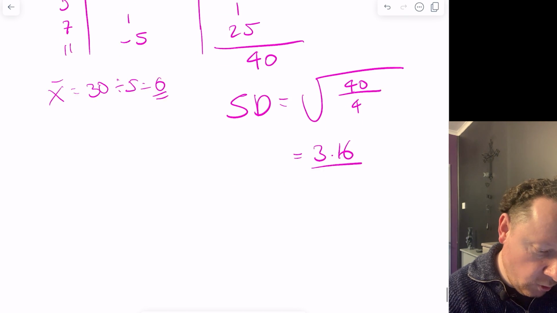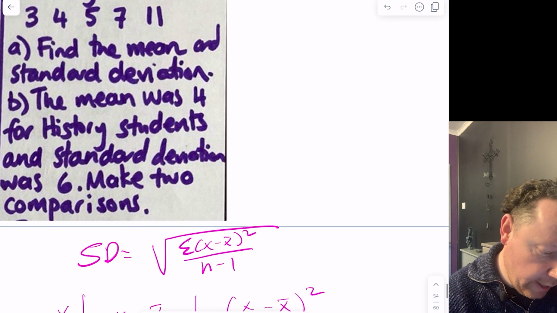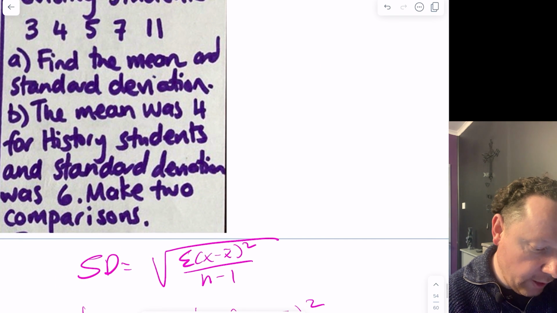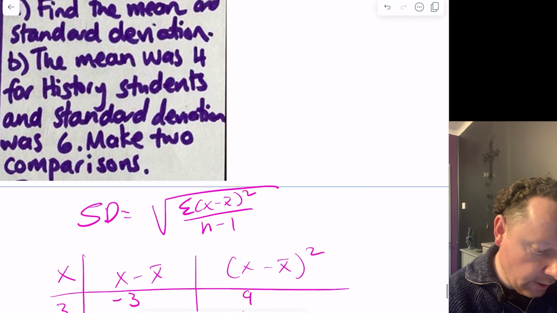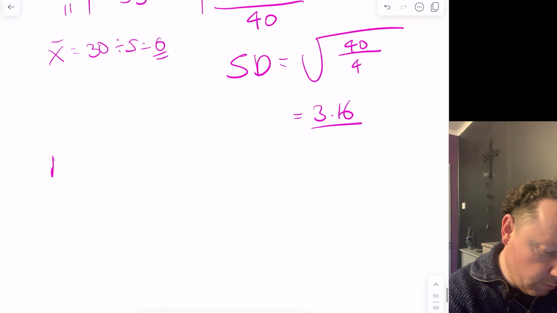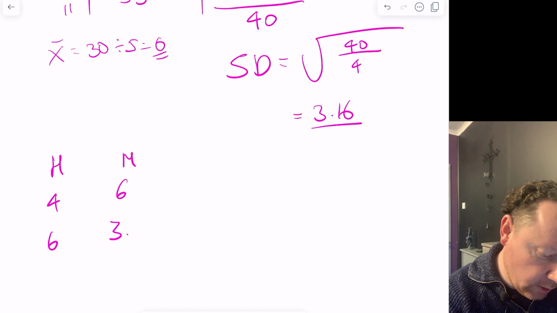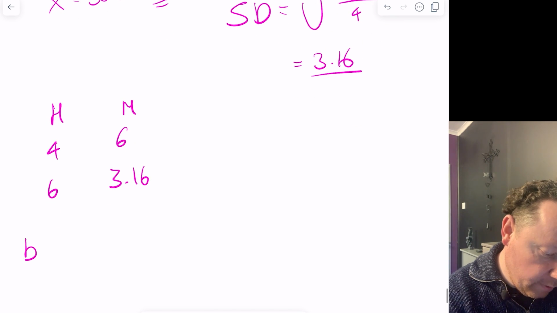So now we have to make two comments. So it says the mean was 4 for history students and the standard deviation was 6. This is about past papers they studied. So for history, we've got 4 and 6. And for maths, we've got 6 and 3.16. So for part B, well, that's the mean, and that's the standard deviation.